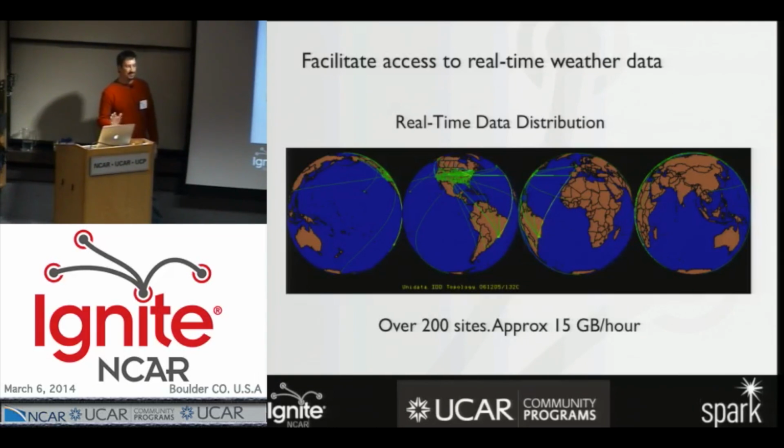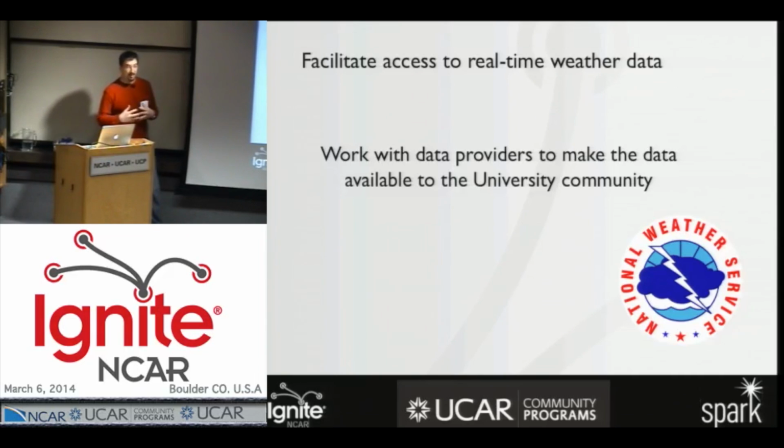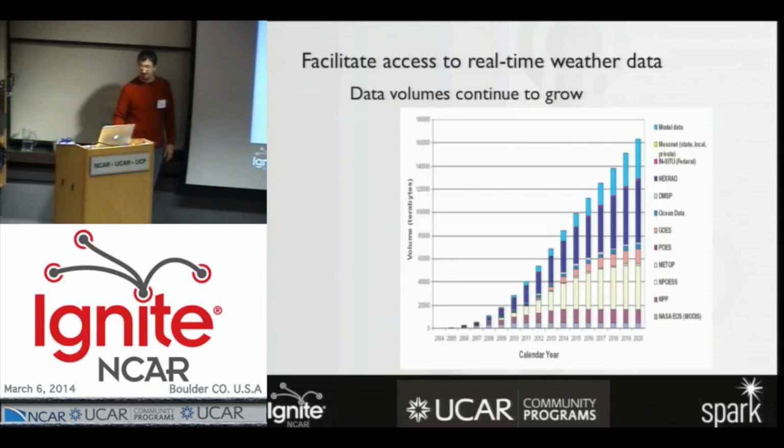One of the main ones, and the one we've been doing for the longest, is our LDM IDD system, where we distribute real-time weather data to over 200 sites in the US and globally. And if they get all of that data, it's about 15 gigabytes an hour that they're getting. Of course, there's always new data, so we work with the data providers like the Weather Service and others to get access to the data so that we can distribute it to our users, the community.